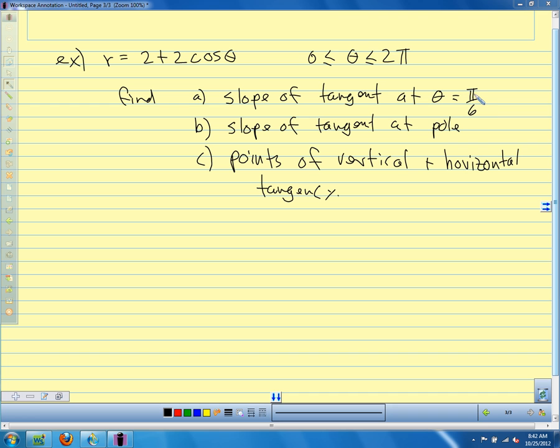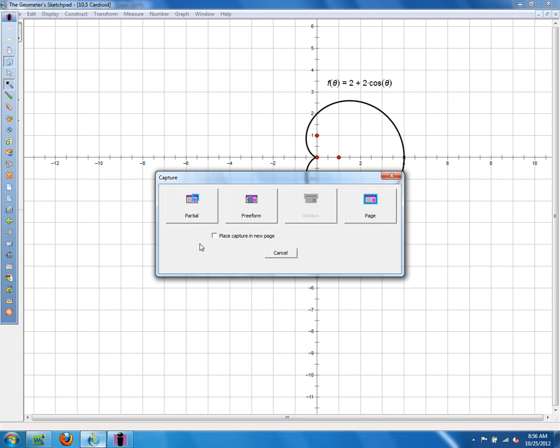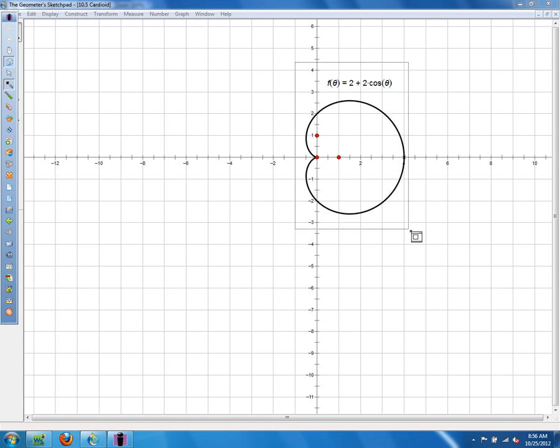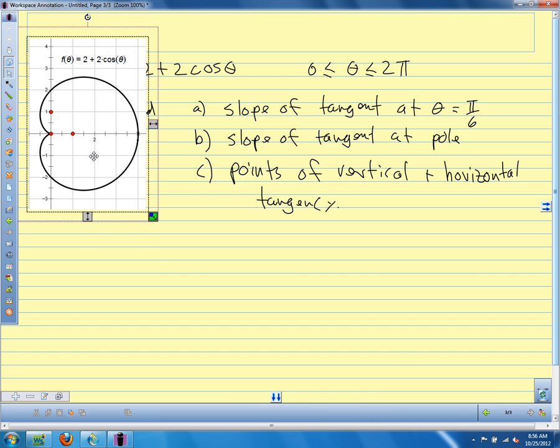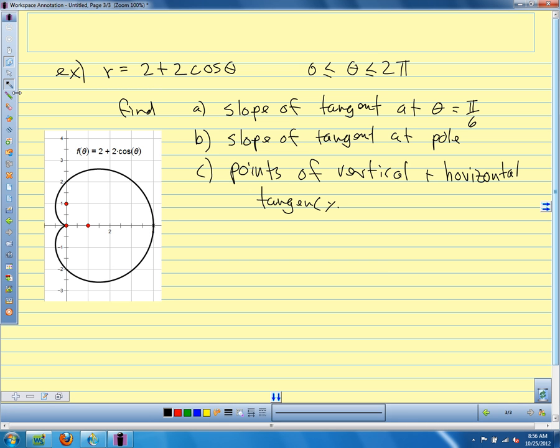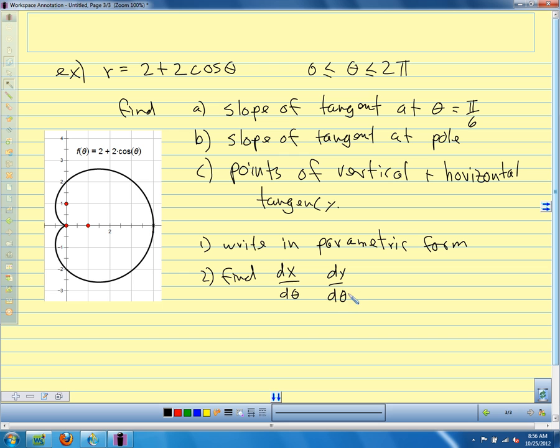So this particular graph, let me grab a picture. This is a cardioid. So here's my graph. It's very helpful if you're working on these problems to make a graph in your calculator. So there's what we're looking at. When we're working in polar coordinates, we want to write our equation in parametric form, and then we find our derivatives, dx d theta and dy d theta, because that's really what everything depends on.